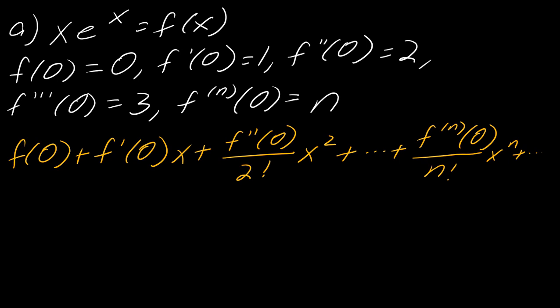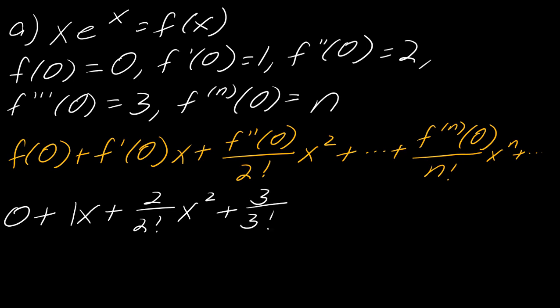Okay, so I already calculated all of these f of 0 values. So now it's just filling it in. So this is 0, 1x, 2 over 2 factorial x squared. I actually would like to take this out to 3 over 3 factorial x cubed, and then let's see, this will be n over n factorial x to the n.